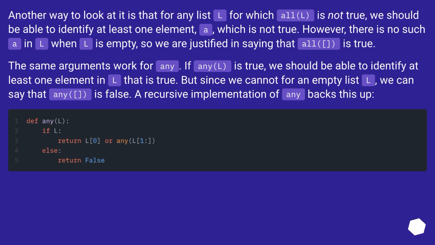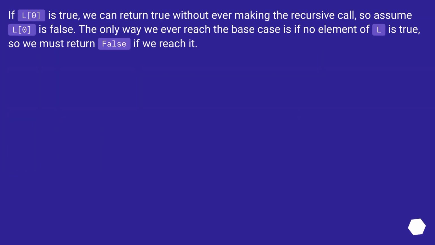A recursive implementation of any backs this up. If L[0] is true, we can return true without ever making the recursive call, so assume L[0] is false. The only way we ever reach the base case is if no element of L is true, so we must return false if we reach it.